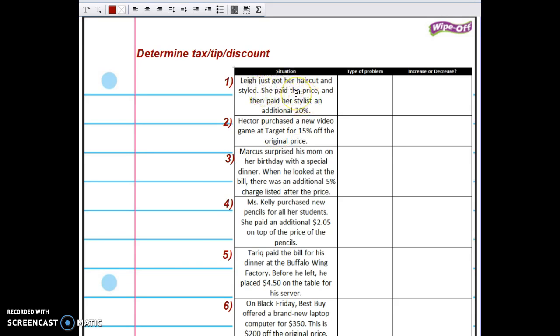So for instance, number 1. Lee just got her hair cut and styled. She paid the price and then paid her stylist an additional 20%. So you would write down, okay, so she's paying an additional 20% to her stylist. That would be a tip. So you would write down tip and increase because that would make the cost go up. Pause your screen and try examples 2 through 6.